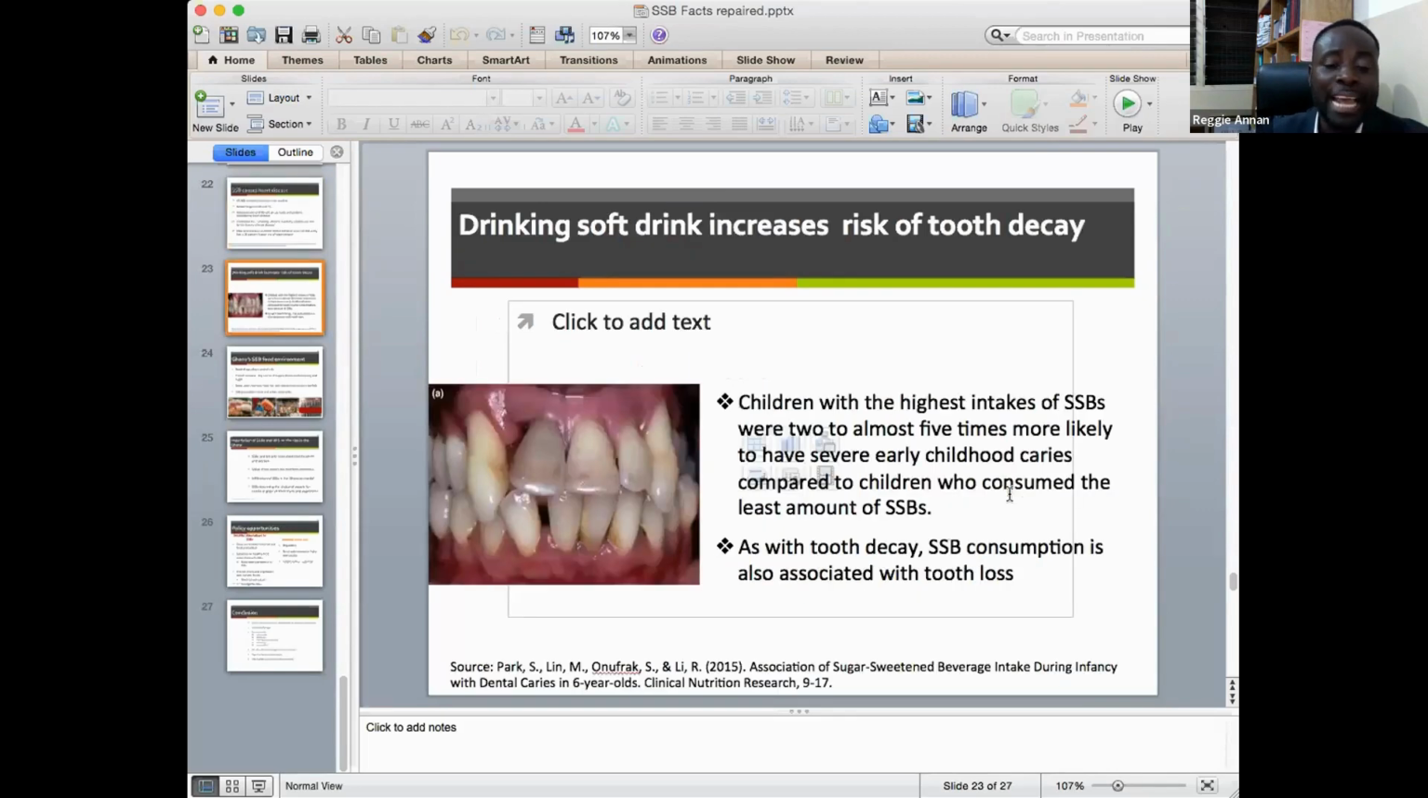Just a few more slides to end. I mentioned this already. Apart from heart diseases and obesity, we also know that drinking soft drinks increases the risk of tooth decay. Amongst children studied, those with the highest intake of SSBs were two to almost five times more likely to have severe early childhood caries compared to children who consumed the least amount of SSBs. They also showed that these children were more likely to have tooth loss because of SSB consumption compared to the ones who did not consume them.